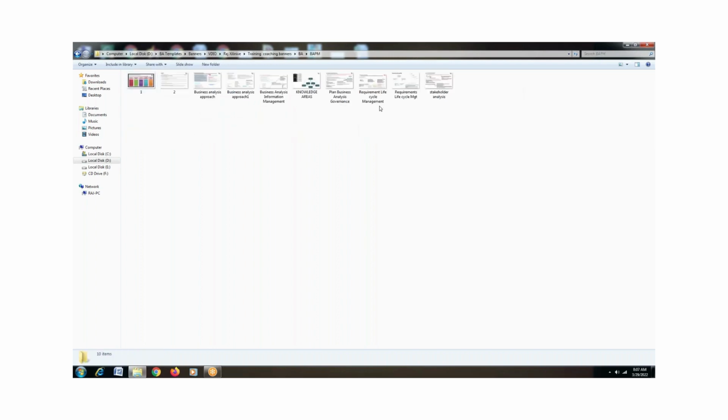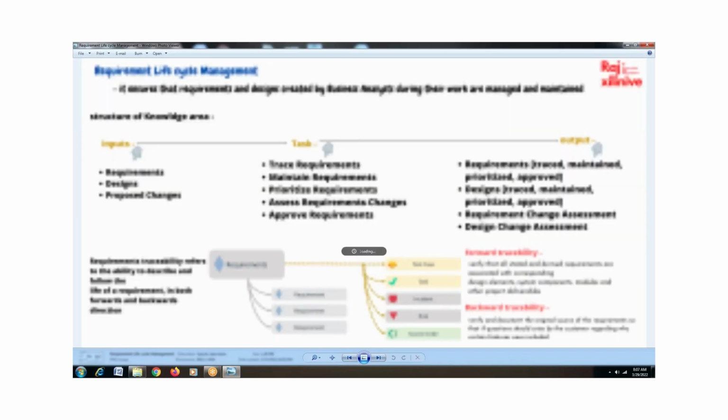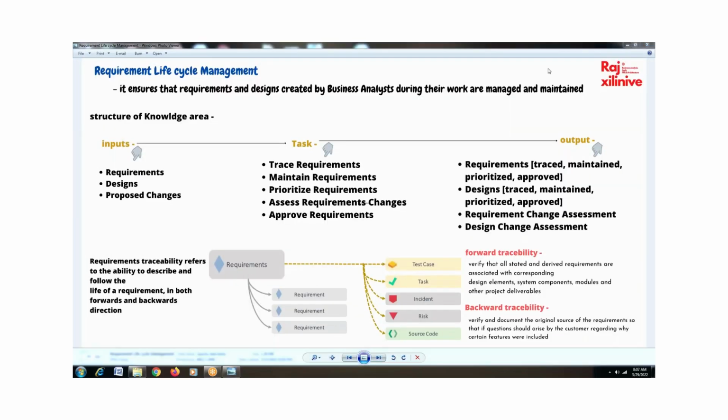So how does requirement lifecycle management look? This is what we are going to discuss in today's session. Requirement lifecycle management is another knowledge area which is mainly used to design as well as document the requirements for maintenance purposes.